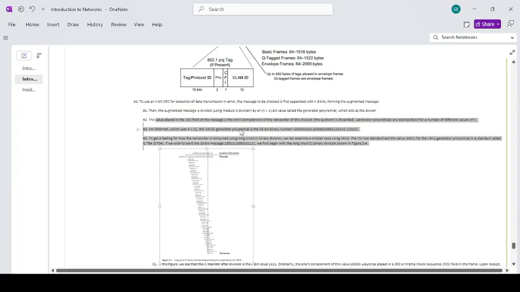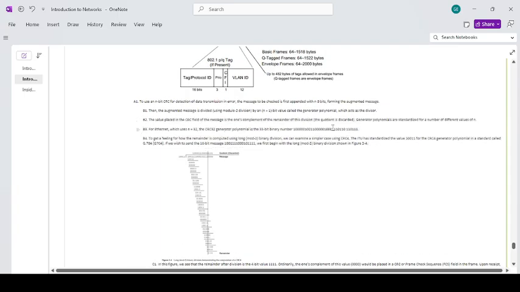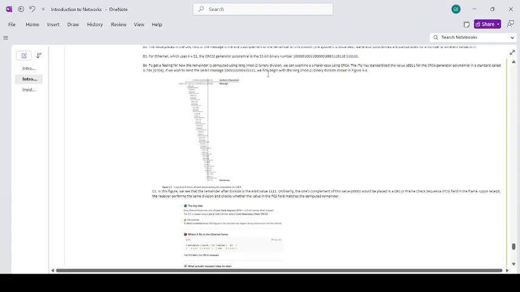The value placed in the CRC field of the message is the ones complement of the remainder of this division. The quotient is discarded. Generator polynomials are standardized for a number of different values of n. For Ethernet, which uses n equals 32, the CRC32 generator polynomial is a 33-bit binary number. To get a feeling of how the remainder is computed using long modulo 2 binary division, we can examine a simpler case using CRC4.